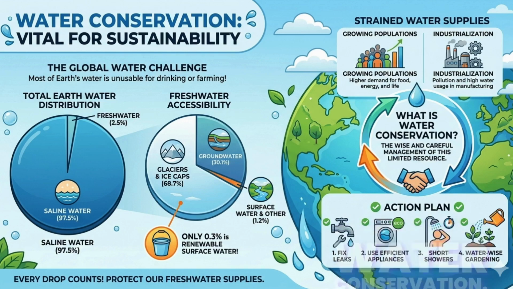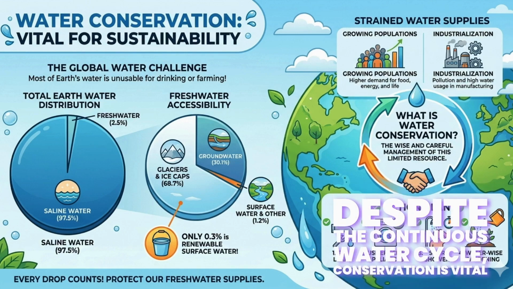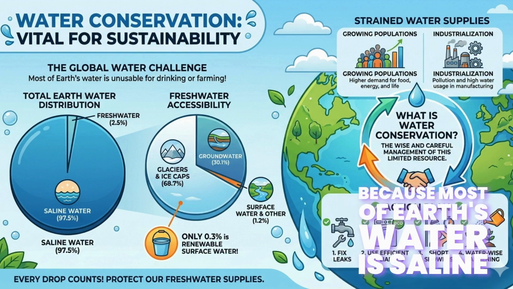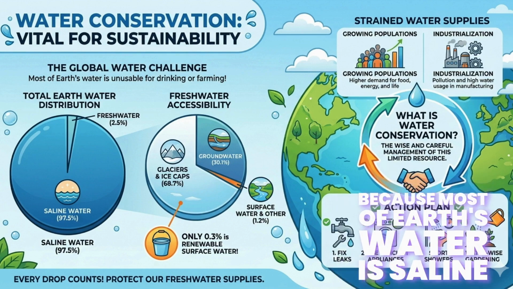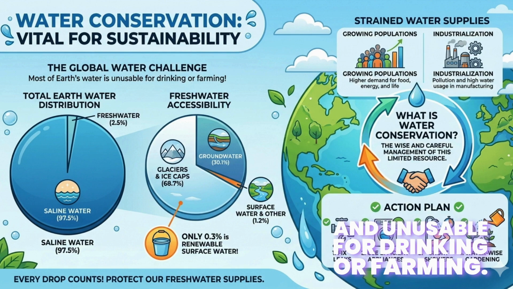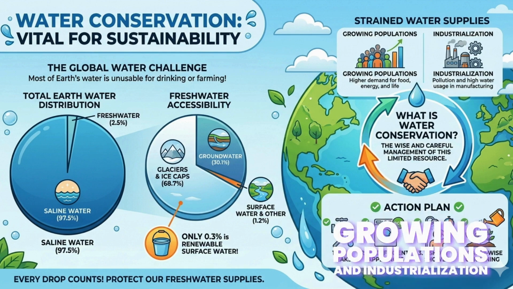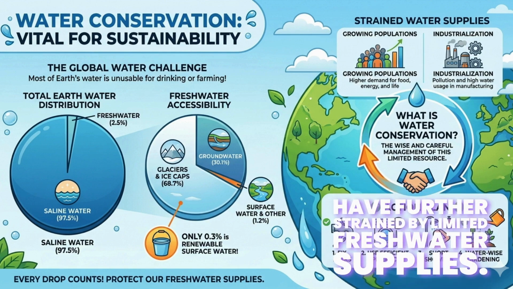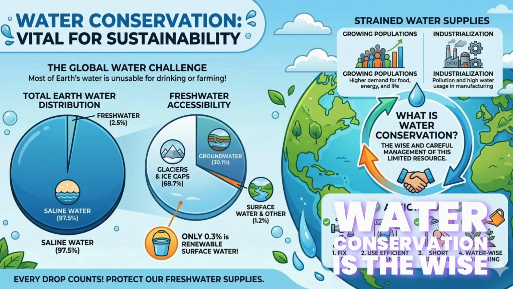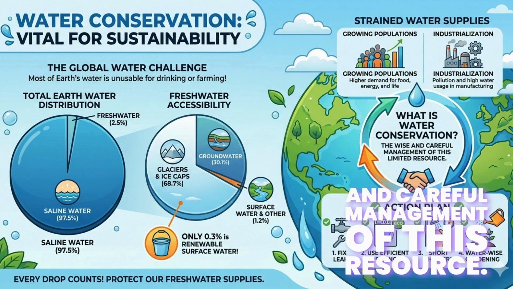Water conservation. Despite the continuous water cycle, conservation is vital because most of Earth's water is saline and unusable for drinking or farming. Growing populations and industrialization have further strained our limited freshwater supplies. Water conservation is the wise and careful management of this resource.